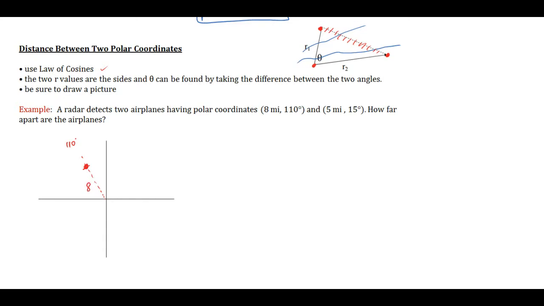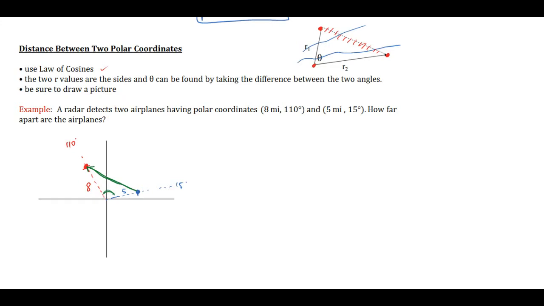And then I'm going to plot the other point, which happens to be at 15 degrees. And there's 15 degrees, and it is 5 miles out. So boom, right here, 5 miles out. And I want to know how far apart are these two planes. I want to know this green line right here. And so there's a lot of ways we've done it, and one of the easiest ways probably right now would be law of cosines. So notice I can figure out this angle between them.